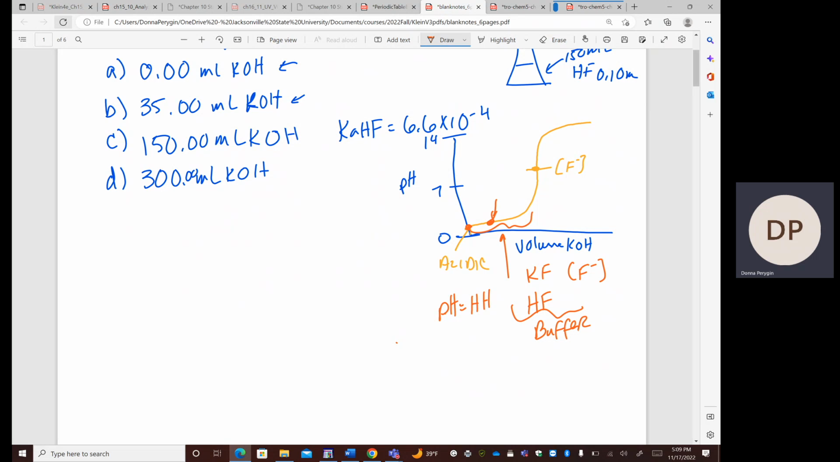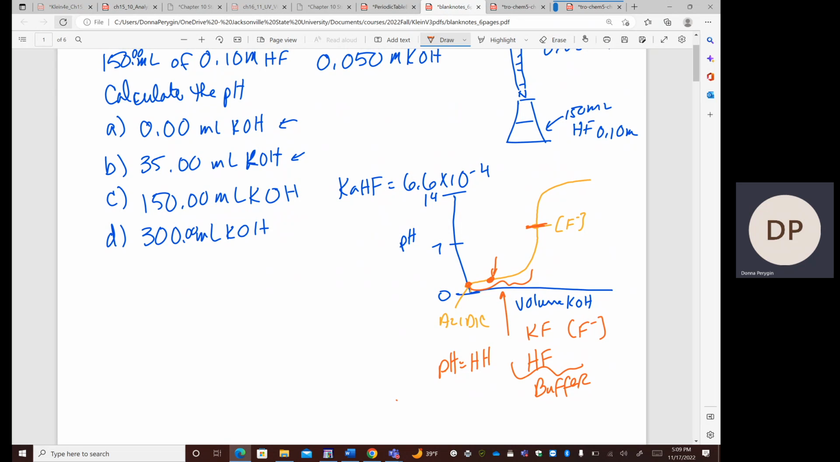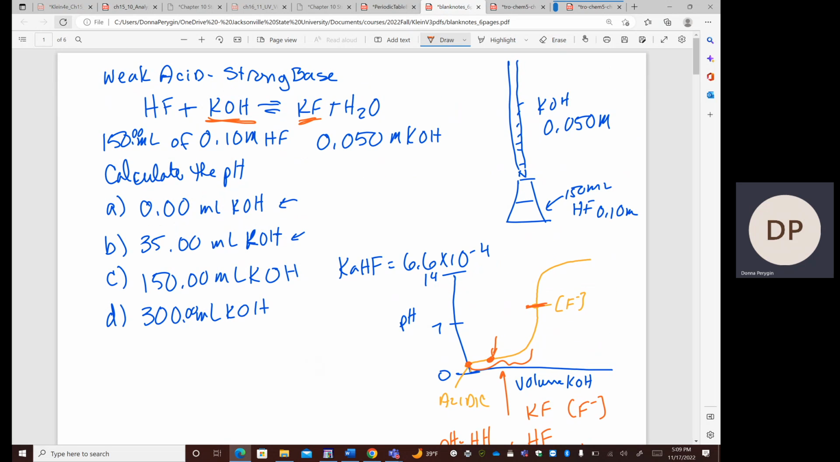At the equivalence point, we have no moles of acid and no moles of potassium hydroxide left because they've exactly reacted with each other and everything has been converted to product. We have only the fluoride ion governing the pH, and therefore our pH will be governed by the concentration of the fluoride ion.